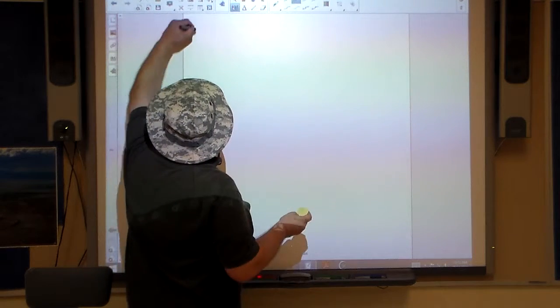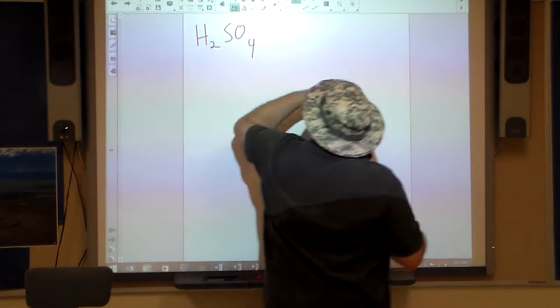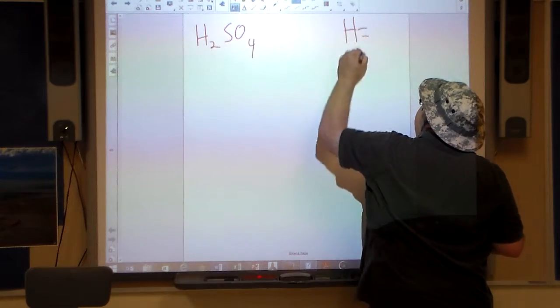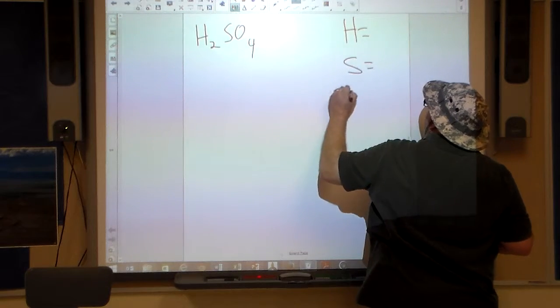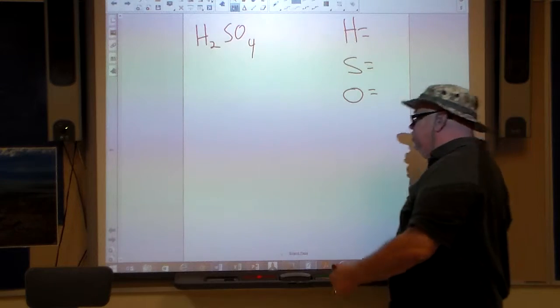Let's see. Let's go with H2SO4. That's a little bit juicy. So here we have hydrogen. Here we have sulfur. Here we have oxygen. What's the total charge on the H2SO4?